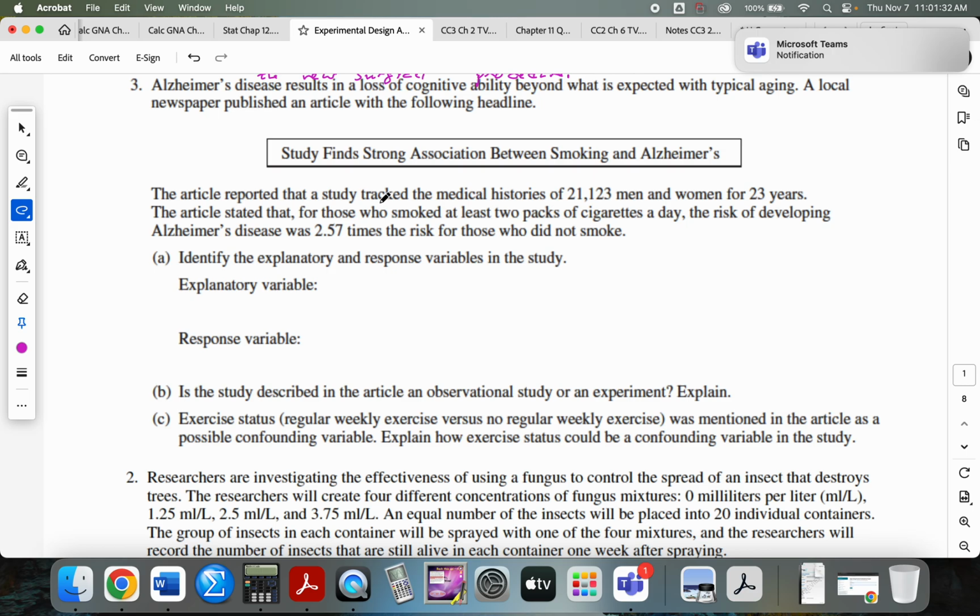So, the article reported that a study tracked medical histories of 21,123 men and women for 23 years. The article stated that for those who smoked at least 2 packs a day, the risk of developing Alzheimer's disease was 2.57 times the risk for those who did not smoke at all.